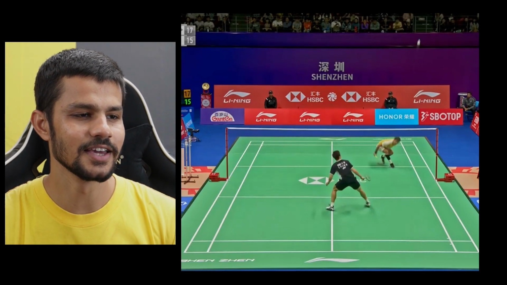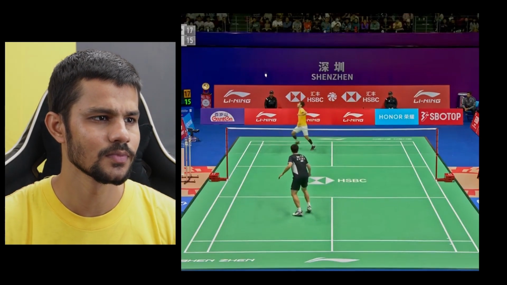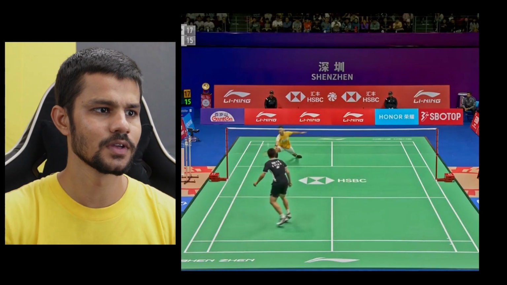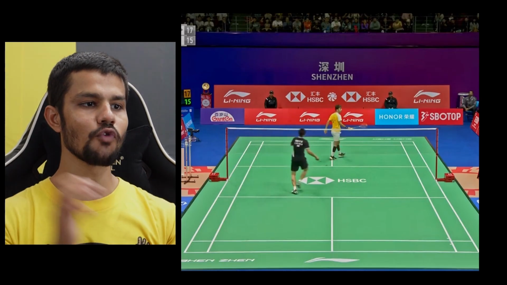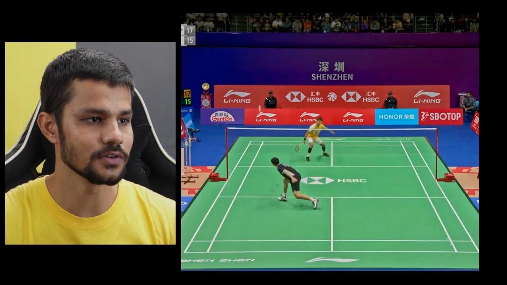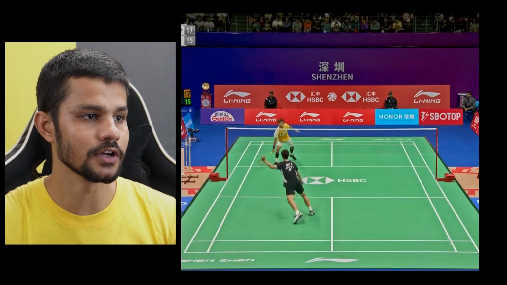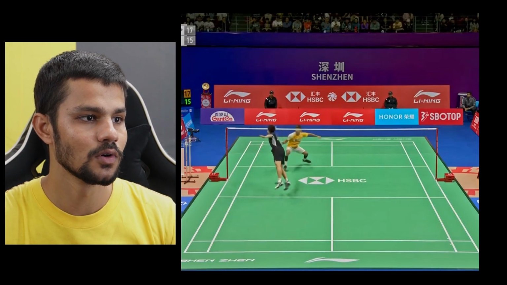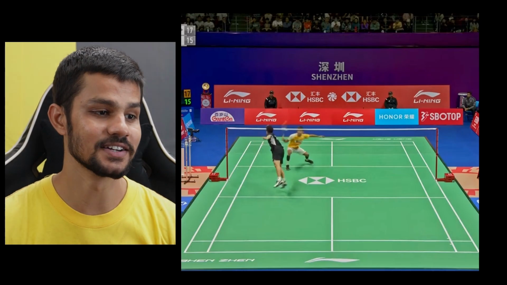Again, he's going for attack now. Parallel lift again. Whoa, he was so fast, man. How fast Shi Yu Qi was. Just look at that. Net play, final net play from Shi Yu Qi. Look at the shot. How fast he is. So much to learn from this legend.